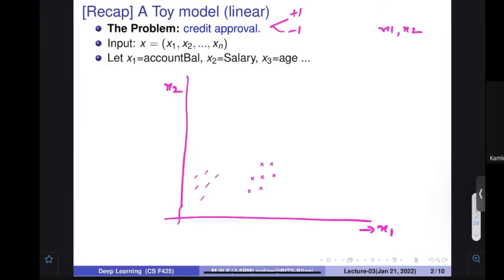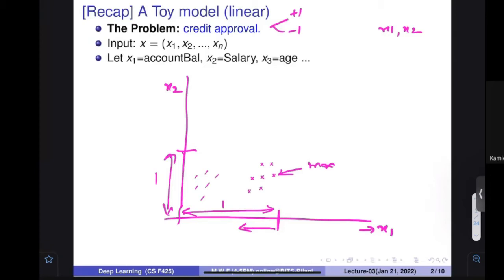Okay, if you agree with this, I can also do one more thing. I can find out the maximum value of x1. The maximum value of x1 is this. What is the maximum value of x2? The maximum value of x2 is this. So can I always divide all the values in my data by the maximum value, so that this distance becomes one and this distance also becomes one? Can I transform the data in this particular way? Yes. Okay, what would be the advantage of doing this?